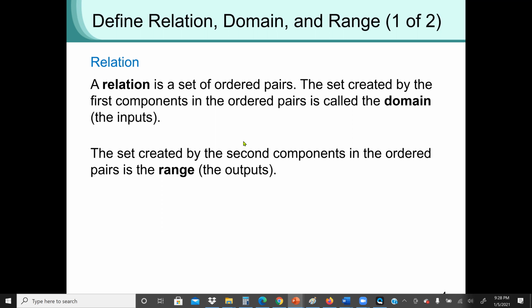So for example, we can have a relation of X and Y. X will be our input and Y will be our output. Sometimes we use the term independent for the input, and the output is dependent, because the output value depends on the input value. Again, we will see examples. Right now, we just want to define the terms. A relation is a set of ordered pairs. And what is a domain? A set created by the first component in the ordered pair is called a domain. Then the set created by the second component is called a range.